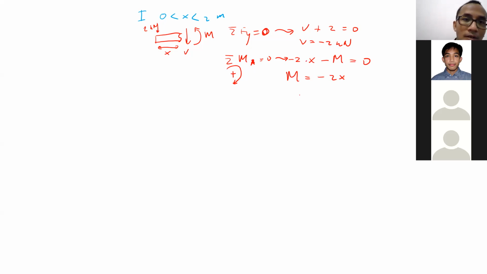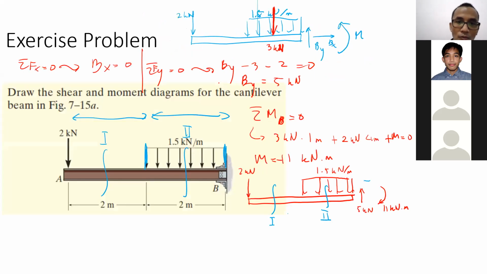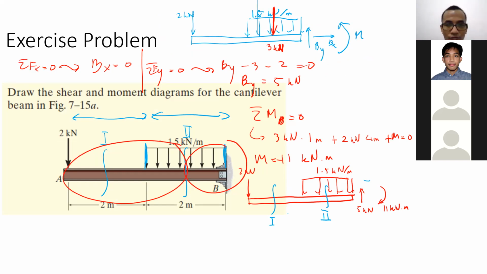That's the first region. For the second region, for x between 2 meters until 4 meters, do you want to use this cut or this cut, Safran? The left one or the right one? Both we can do. From the right one, okay. Let's draw it then. From the right one, we have By 5 kilonewton and clockwise 11 kilonewton meters.